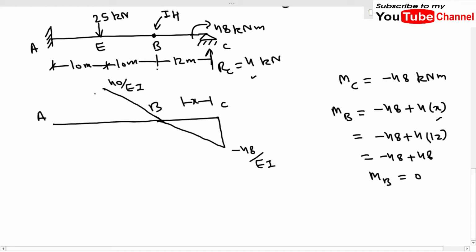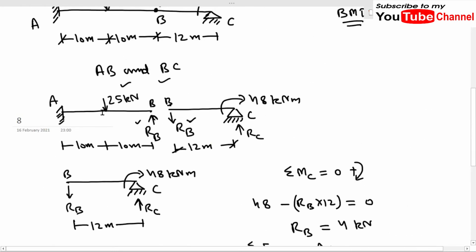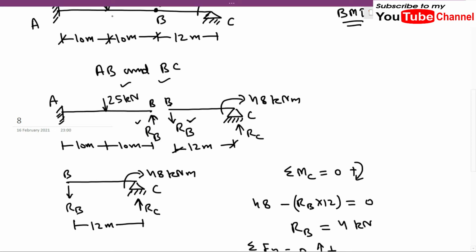Okay, and what will be the value of MA? You can see this figure. Okay, so from this figure you can understand very easily.